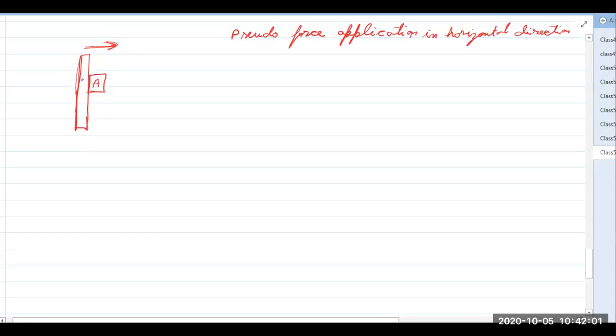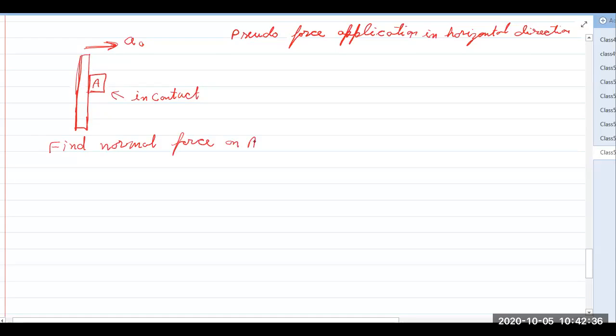How much will be the normal force acting on this object? If there is a flat surface and an object is kept just in contact, and the system is accelerated with a naught, what will be the normal force on A? Find the normal force on A.